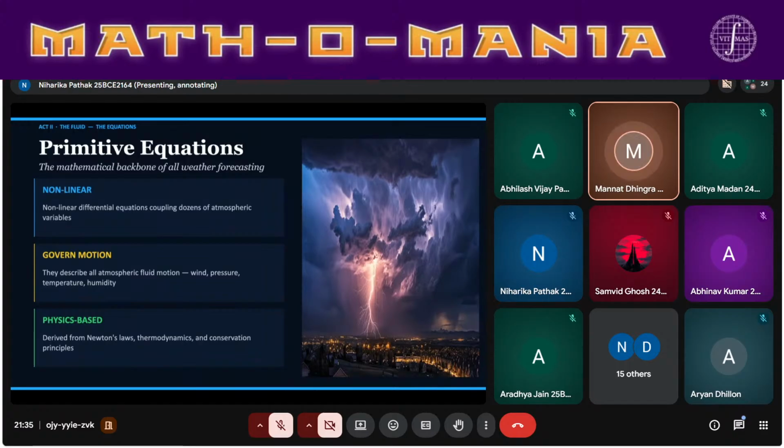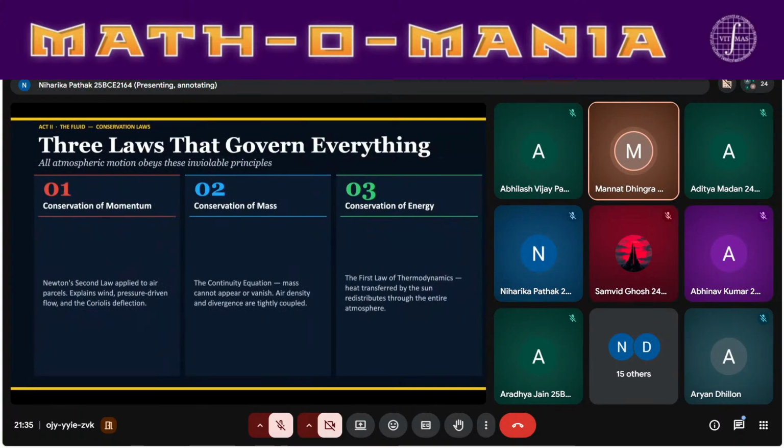So the basic idea, or the basic definition, of primitive equations is that it's the combination of all the equations that I'll be talking about. So we'll be talking about Navier-Stokes equations. We'll be talking about conservation laws. We'll be talking about hydrostatic balance equations and many more equations we'll be covering in the further slides. So now let's start. Next slide, please.